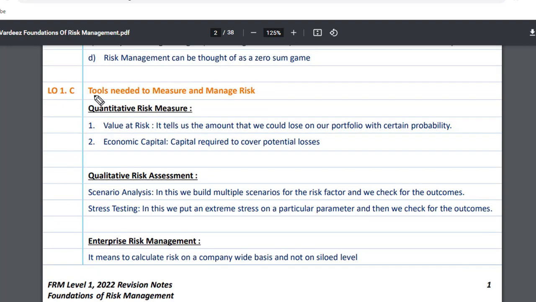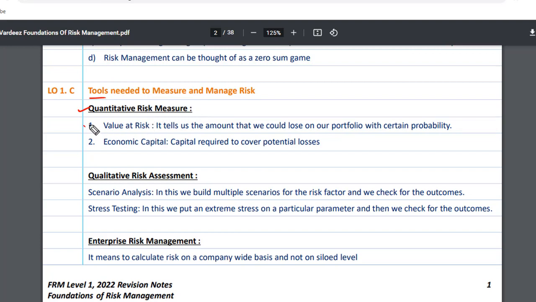Talking about the next learning objective, the tools that are needed to measure and manage risk. The very first tool that we have as a risk manager or portfolio manager is the quantitative risk measure. Quantitative means it quantifies the risk. It gives you a specific number, the amount of risk that you are facing.